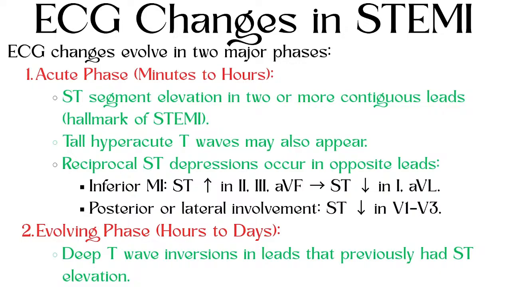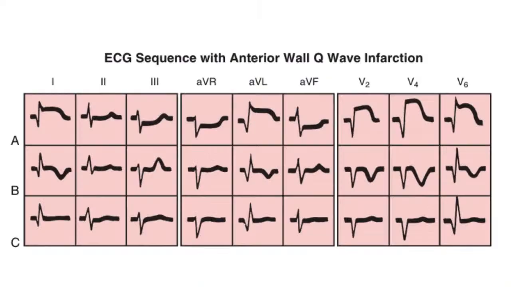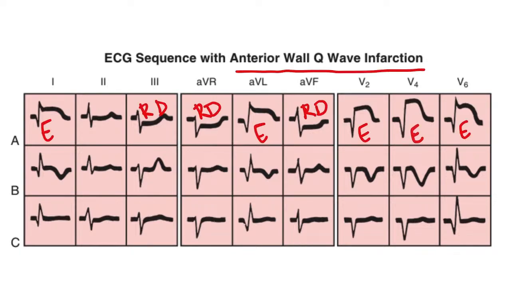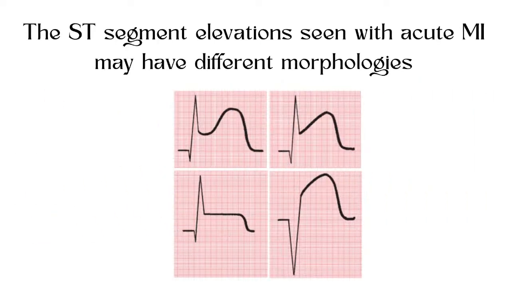The affected leads help identify whether the heart attack is in anterior or inferior wall of the left ventricle. Heart attacks usually affect the anterior or inferior walls of the left ventricle. The ECG shows anterior wall Q wave infarction phases with ST elevation and reciprocal ST depression. The ECG shows inferior wall Q wave infarction with ST elevation and reciprocal ST depression. ST segment may be plateau shaped or dome shaped. Sometimes it is obliquely elevated or it may retain its upsloping appearance.